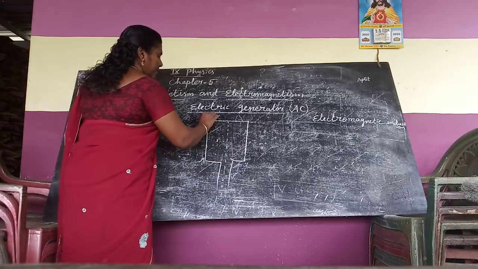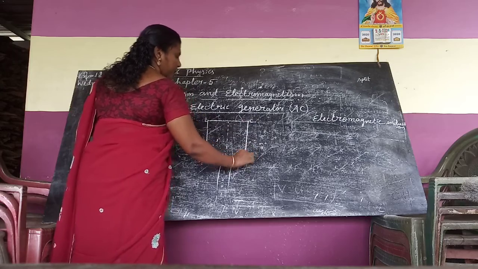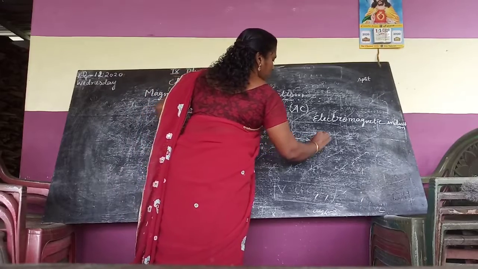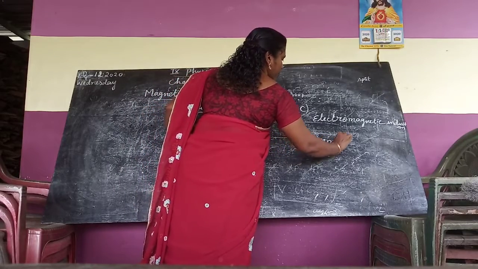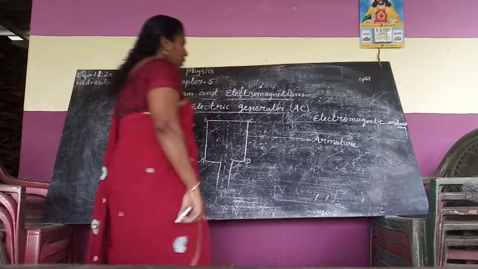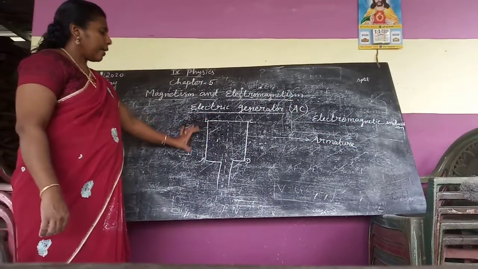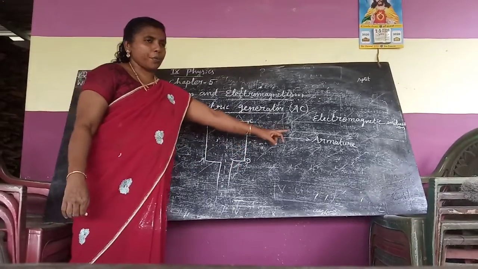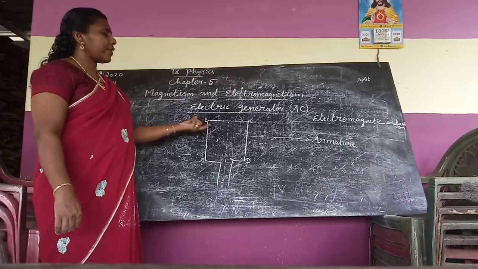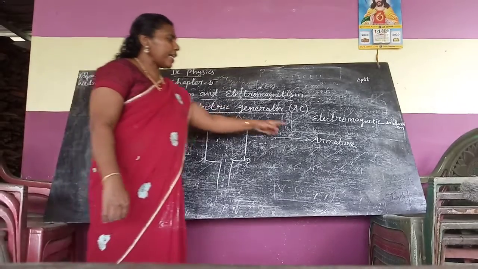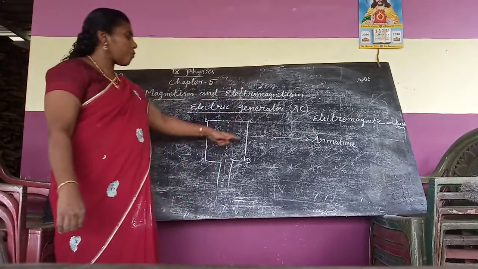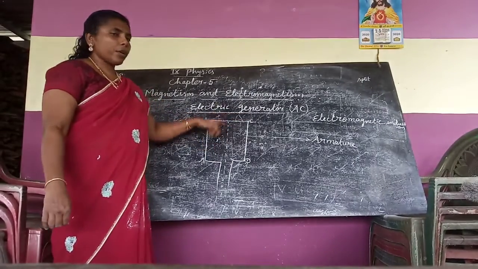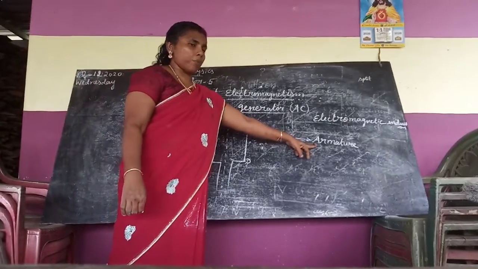A, B, C, D is called the armature. We can mark this armature. So first it consists of a rectangular coil of wire, ABCD, called the armature. In the electric motor we learned it as a rectangular coil of wire; here the name is armature. Armature means a number of coils are wound on this rectangular coil, so we call it the armature.